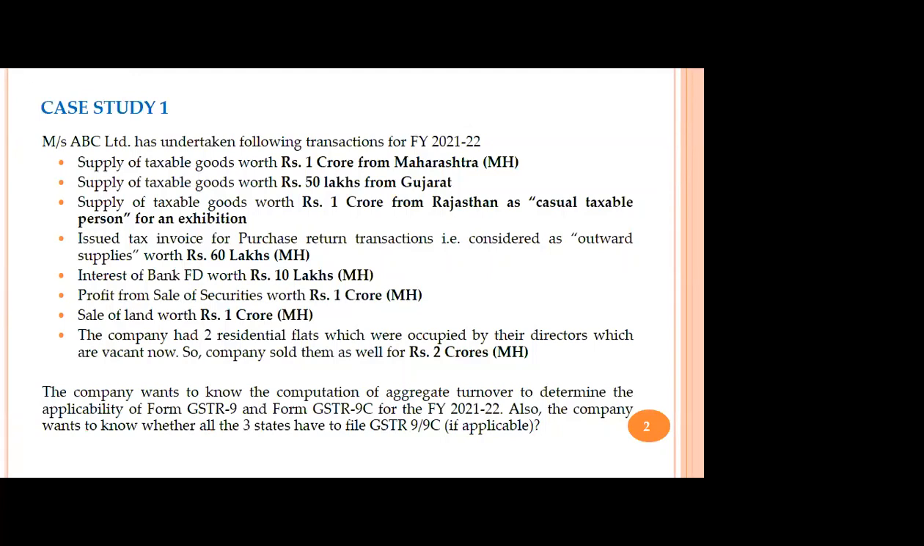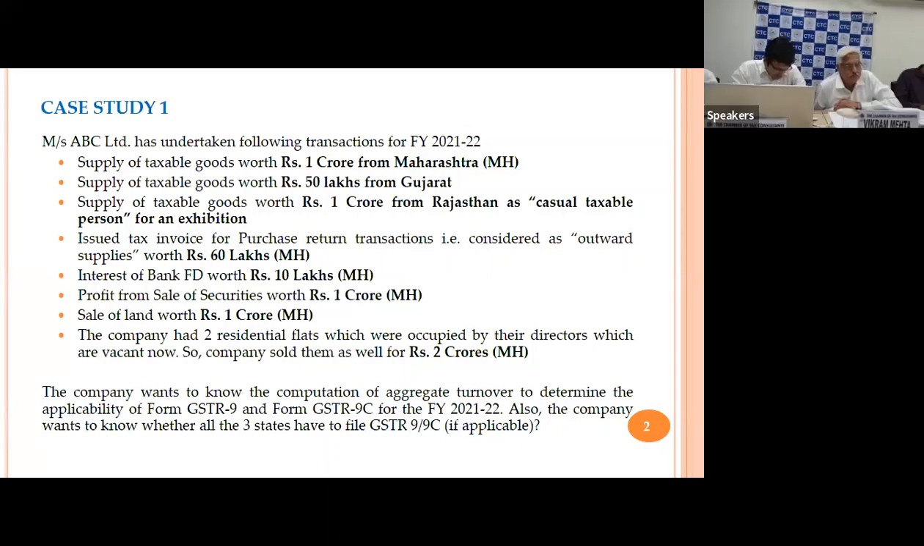Sir, according to me, the supply of goods from Maharashtra will be included. The supply of goods from Gujarat will also be included. The supply of goods from Rajasthan will be included. And the interest on bank FD will be included, sir. Okay. So all others like profit from sale of securities, sale of land, sale of residential flats, and tax invoice issued for purchase return, you are excluding, and the rest all you are including.